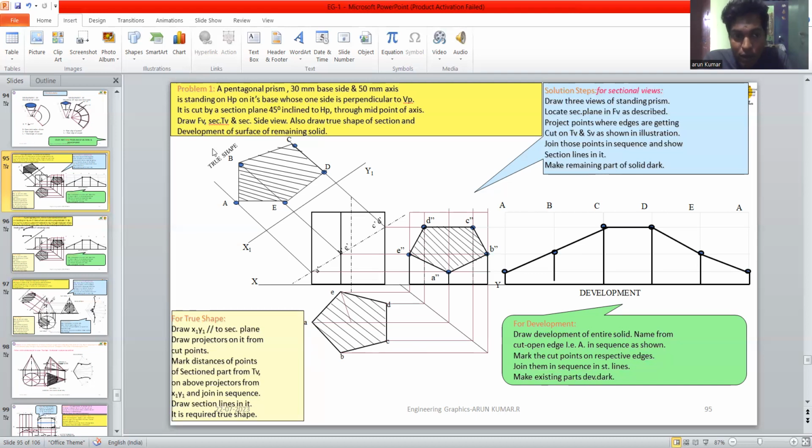We have already found the front view of the given solid, and now we have found the sectional top view. So what about the next question? The sectional side view. For the sectional side view, you have to proceed by dividing the 90 degrees.